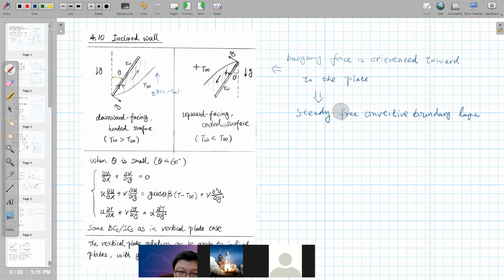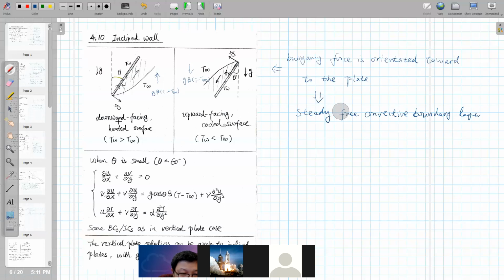Okay, and in these cases, your buoyancy, this g beta (T - T∞), actually is going down. It's also toward this plate, pushing the fluid, pushing the free stream to this plate, so that you can form this boundary layer. That's why we see that this boundary layer is steady, because when you're pushing a fluid to a plate, definitely you will form a steady film boundary layer here. So this is the case when we have downward facing heated, upward facing cooled.